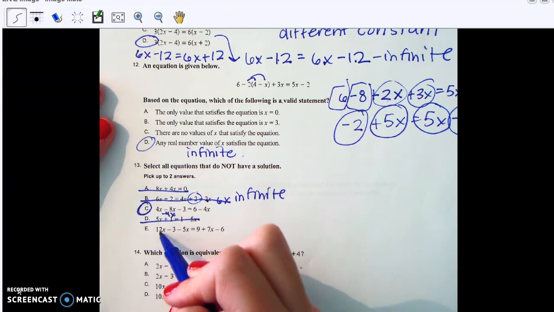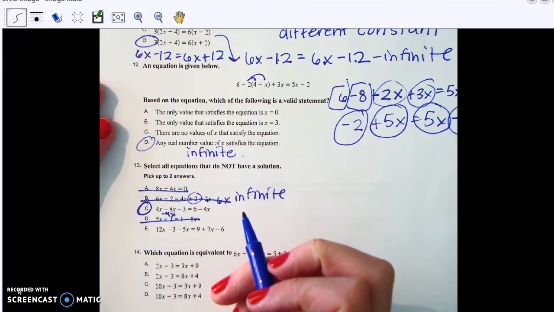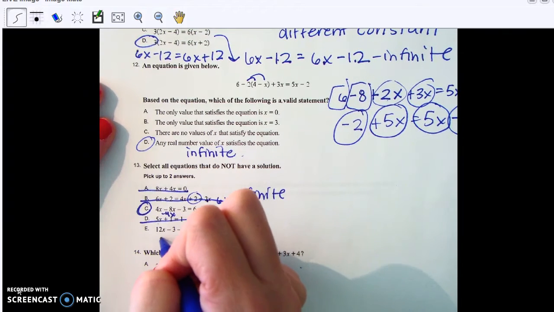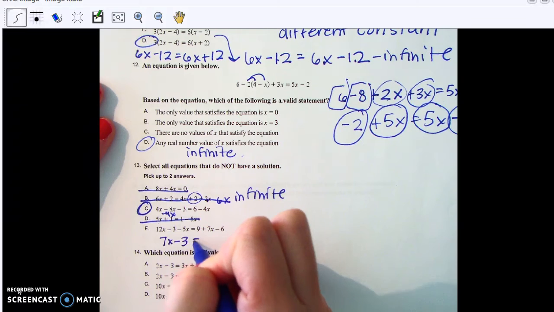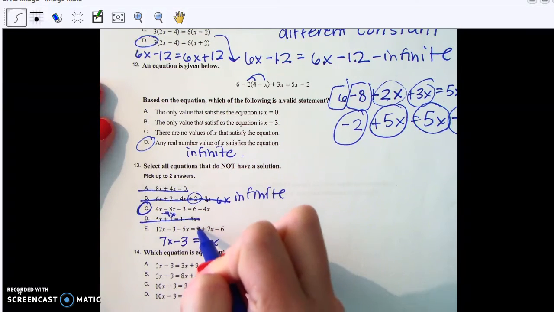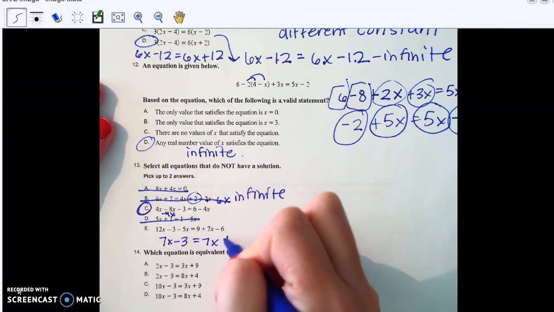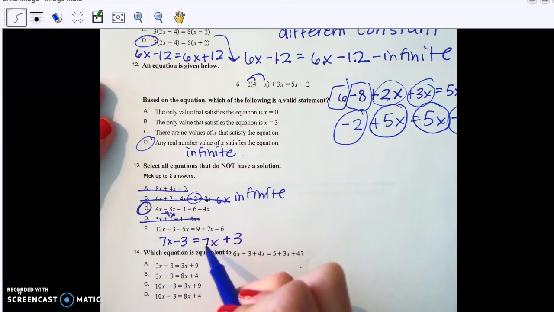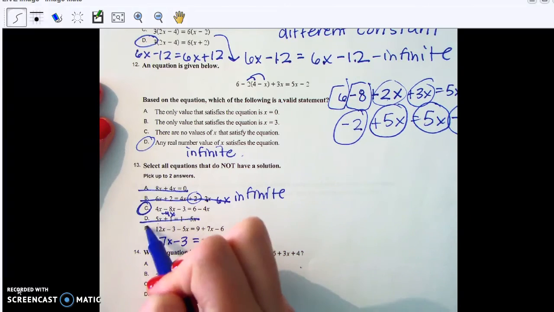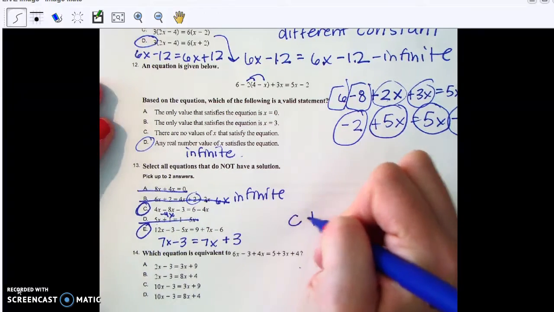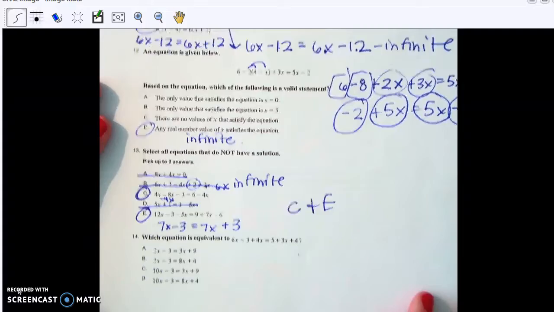And then here, 12x minus 5x would be 7x minus 3. And then here I have 7x. 9 minus 6 is plus 3. So same number of variables, different constant would be no solution. So your answer is C and E for this one.